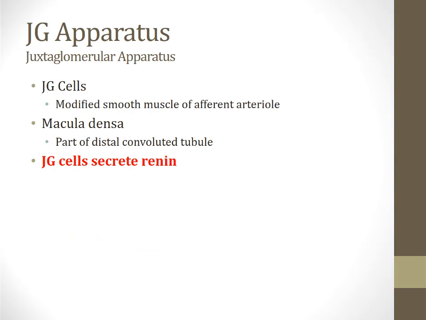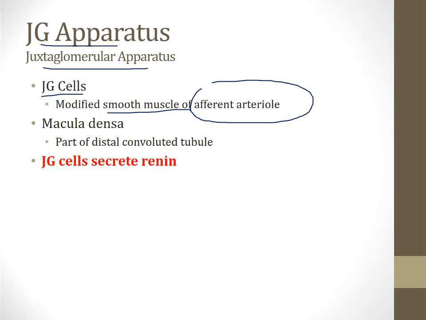I'm going to start by talking about the enzyme renin, which is released by the kidneys. And in order to understand renin, we have to first talk about the JG apparatus, which stands for the juxtaglomerular apparatus. This structure gets its name because it's found near the glomerulus, and within the JG apparatus section of the kidneys you can find JG cells. These are modified smooth muscle cells of the afferent arteriole, and these are the cells that synthesize and secrete renin.